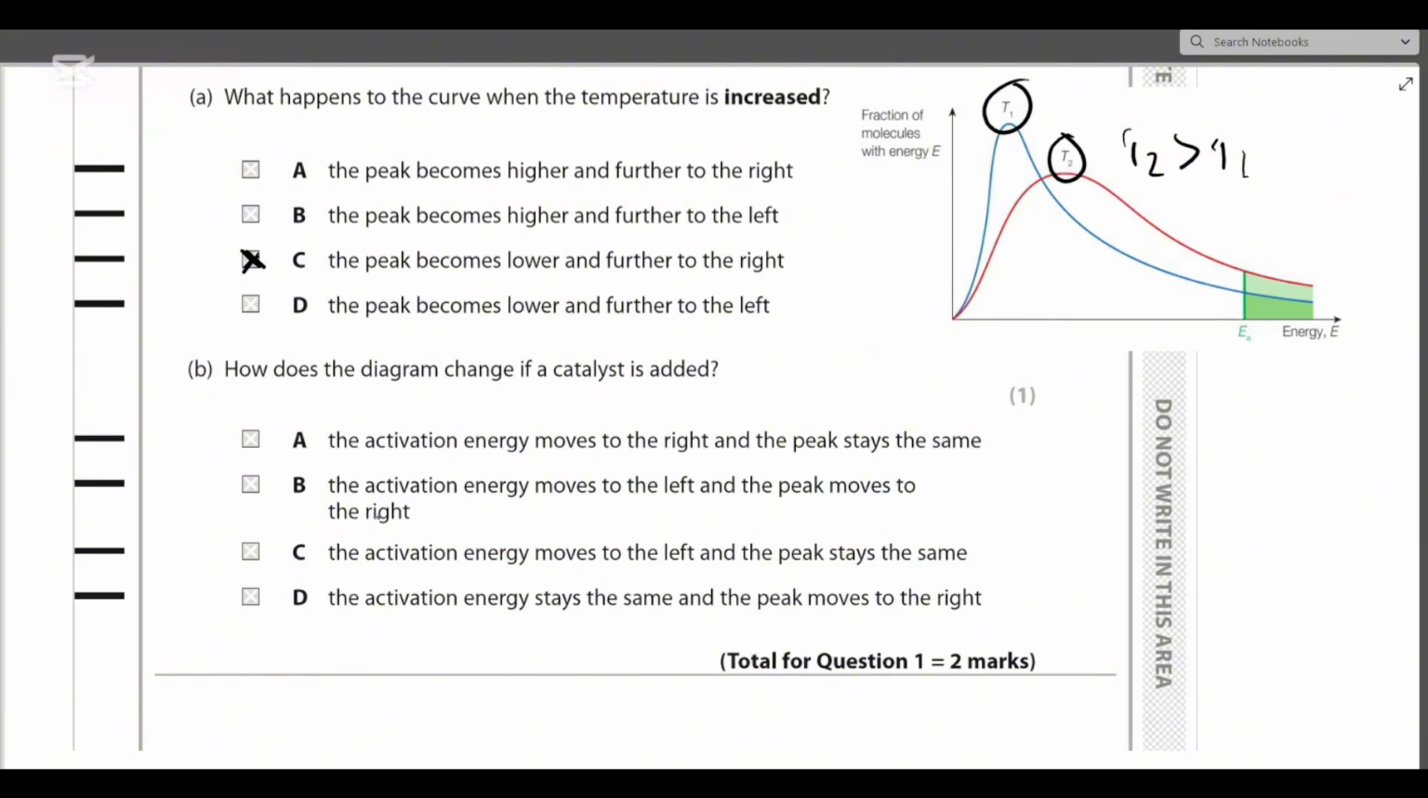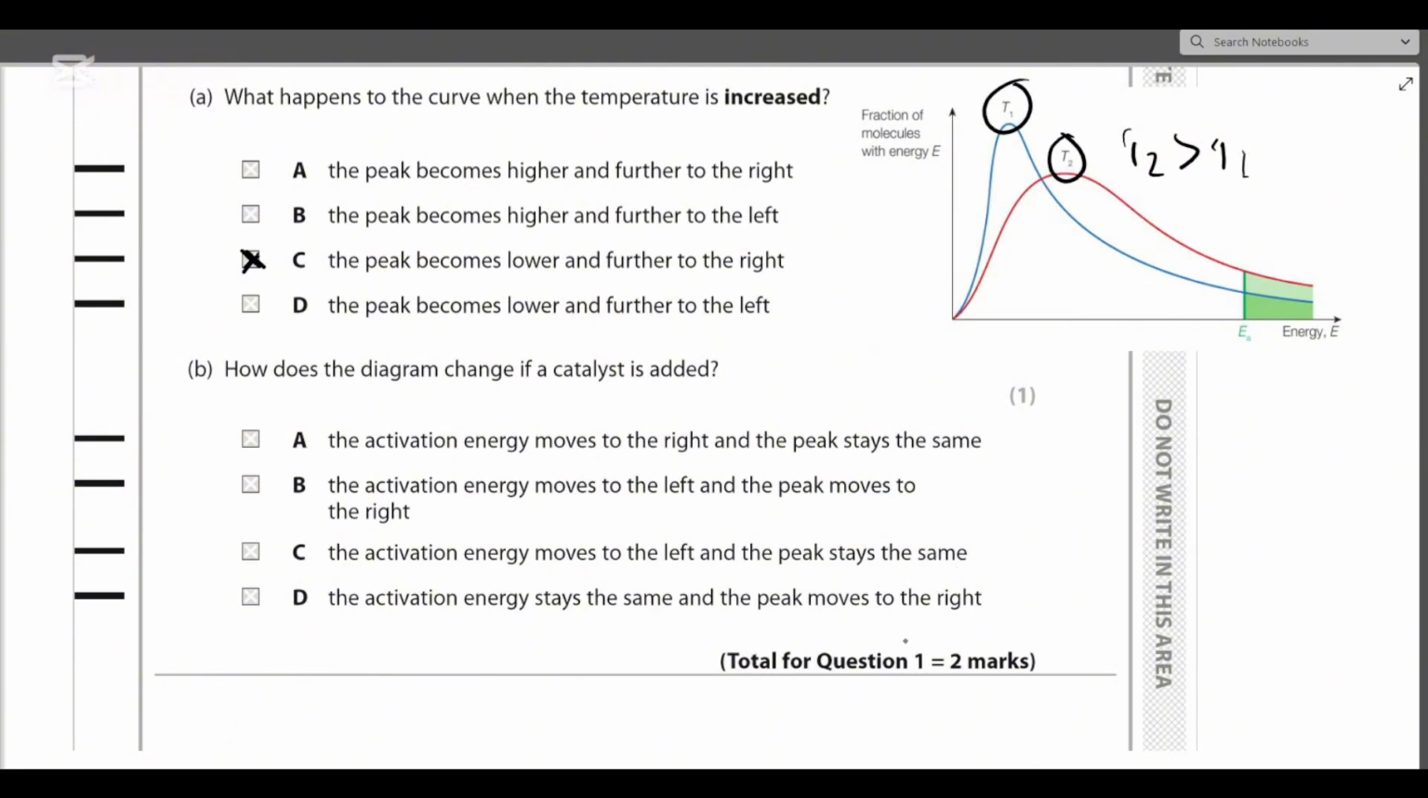If I move on to B, the activation energy moves to the left and the peak moves to the right. In this case there's no change in the peaks, because the number of molecules remains the same. As we all know, a catalyst remains chemically unchanged. It only decreases the activation energy by using an alternative route, and it's not going to change the number of moles, or molecules, or reactants going through the reaction. So B is out of our options as well.